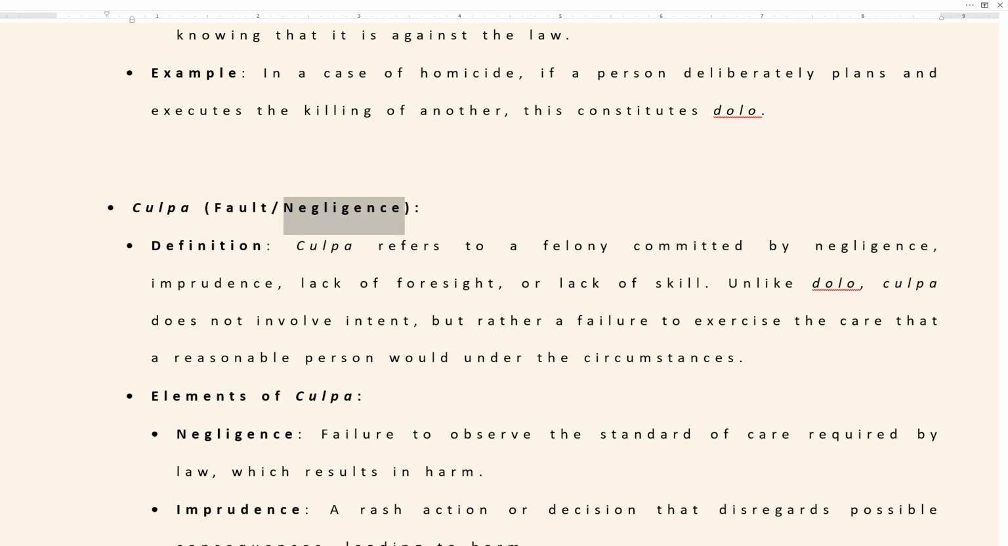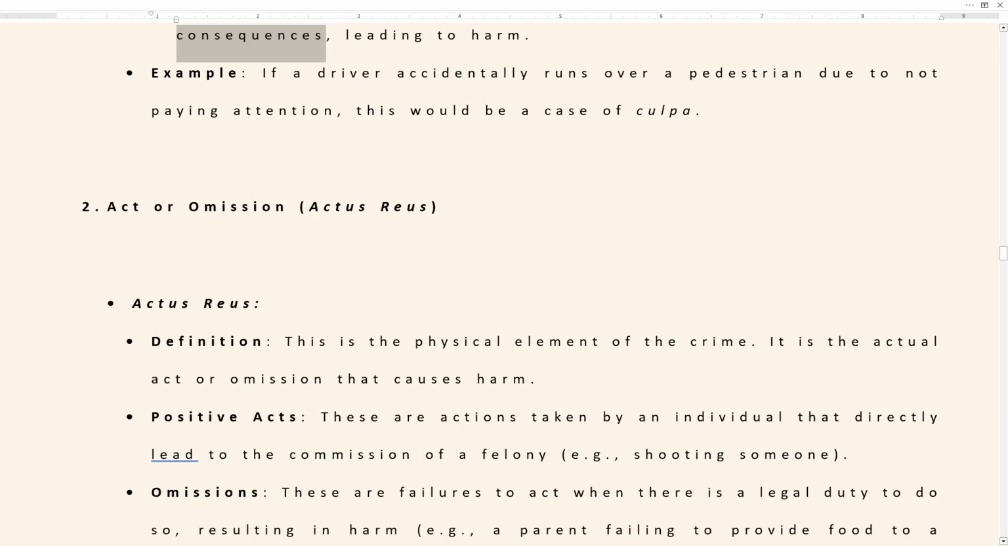Culpa, fault/negligence. Definition: culpa refers to a felony committed by negligence, imprudence, lack of foresight, or lack of skill. Unlike dolo, culpa does not involve intent, but rather a failure to exercise the care that a reasonable person would under the circumstances. Elements of culpa. Negligence: failure to observe the standard of care required by law, which results in harm. Imprudence: a rash action or decision that disregards possible consequences, leading to harm. Example: if a driver accidentally runs over a pedestrian due to not paying attention, this would be a case of culpa.